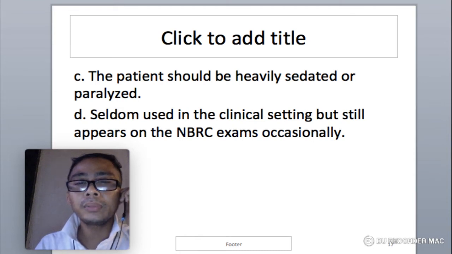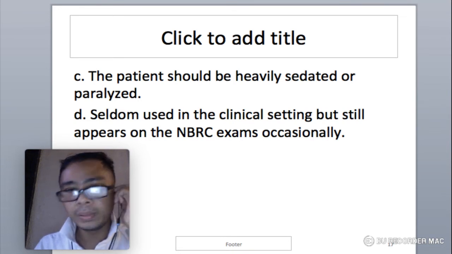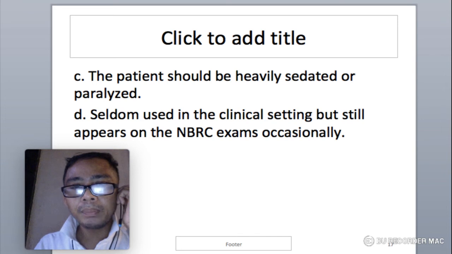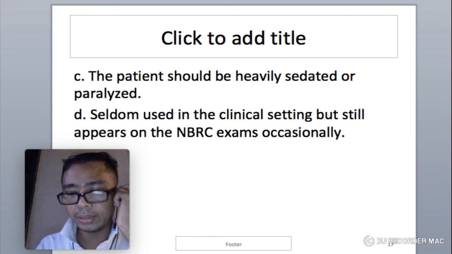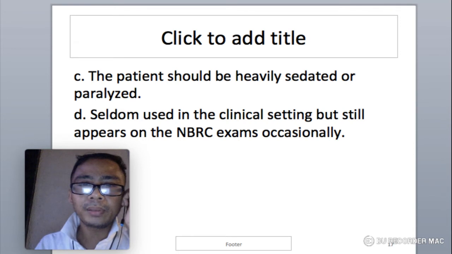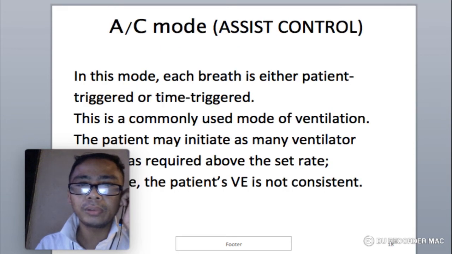It is seldom used in the clinical setting but still appears on the National Board of Respiratory Care exam occasionally. So you can only put the patient in a full control mode if you sedate or paralyze the patient. So that's the main logic for the control mode.